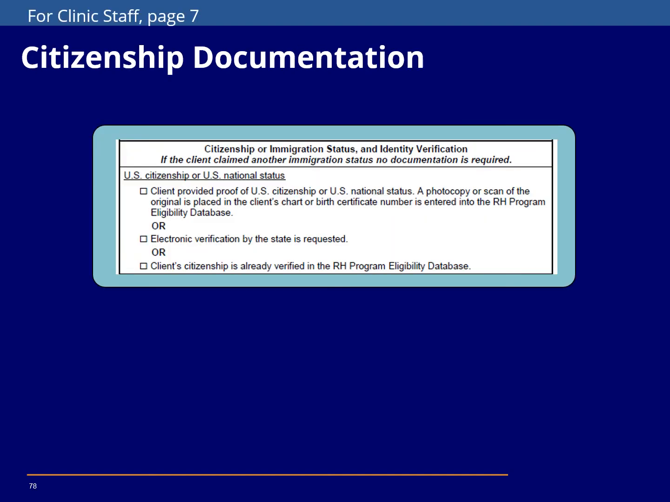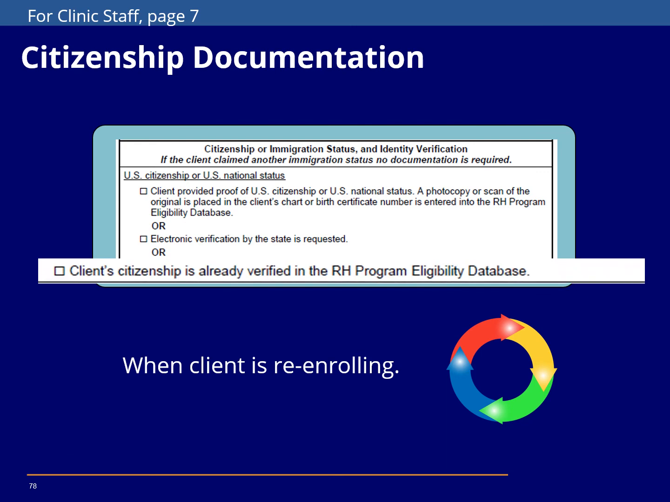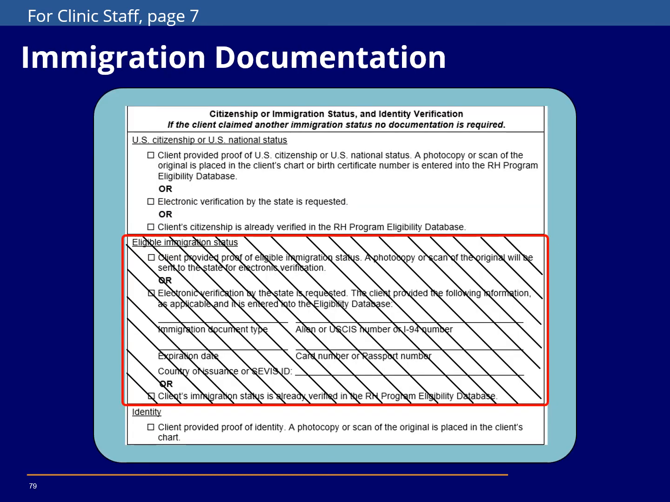The third box is for clients who are re-enrolling and have already had their citizenship or national status verified. You can find out if this is the case for a client by looking for them in the eligibility database. The next section was for clients who marked eligible immigration status. However, since we no longer require clients to provide proof of immigration status, you can just ignore this section.